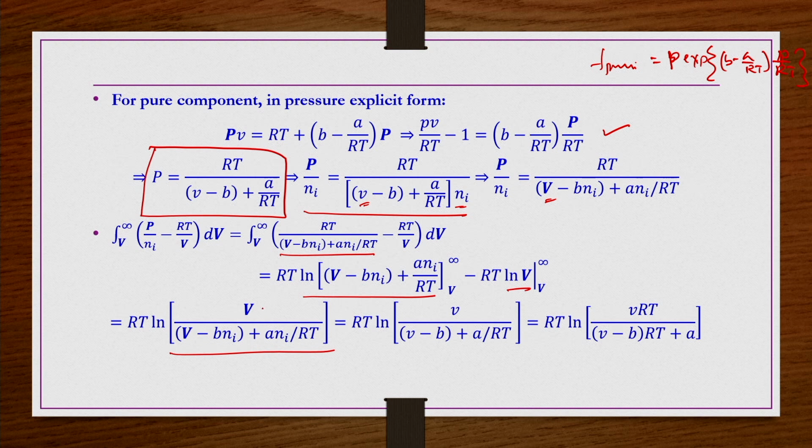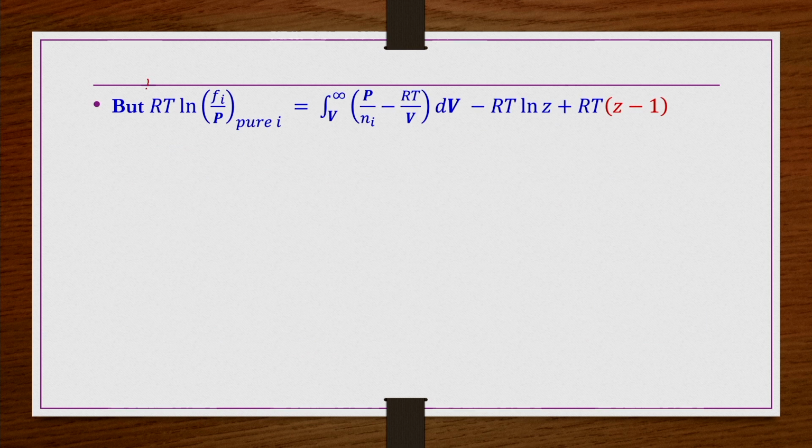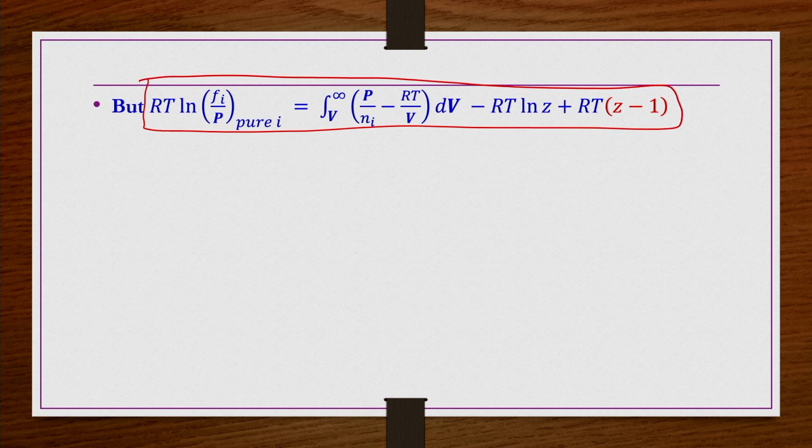And now again, inside this ln term, what I am doing is dividing both numerator and denominator by Ni, so that capital V by Ni I can write as a small v, that is molar volume. Then I have the same equation, RT ln v by v minus b plus a by RT, that I can write as RT ln vRT by v minus b RT plus a. This expression we can substitute here in the generalized expression for the fugacity coefficient of component I, pure component I.